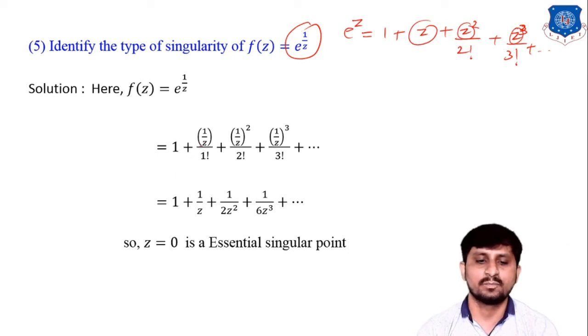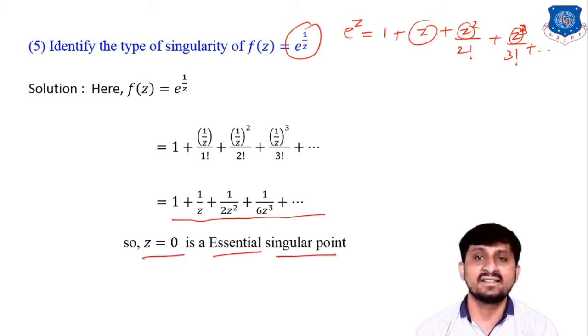Now instead of z, just write down 1 upon z. So you will get 1 plus 1 upon z by 1 factorial plus (1 upon z) whole square divided by 2 factorial plus (1 upon z) whole cube divided by 3 factorial and so on. So you will get this series: 1 plus 1 upon z plus 1 upon 2z square plus 1 upon 6z cube and so on. And 0 is an essential singular point.